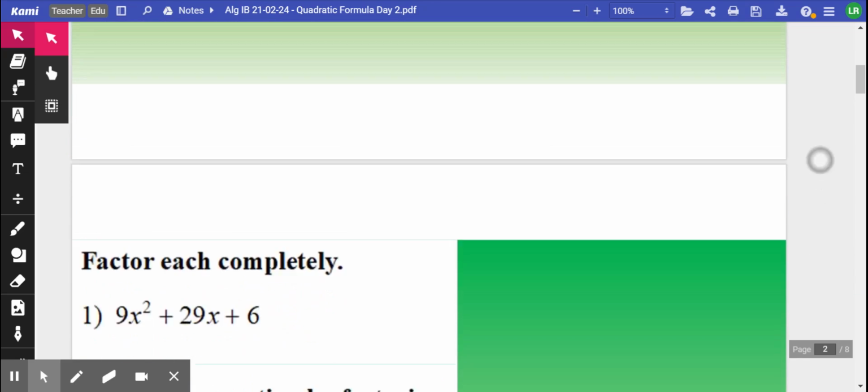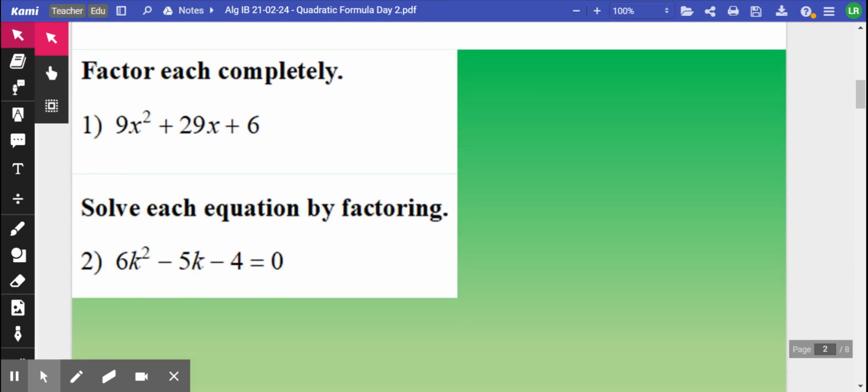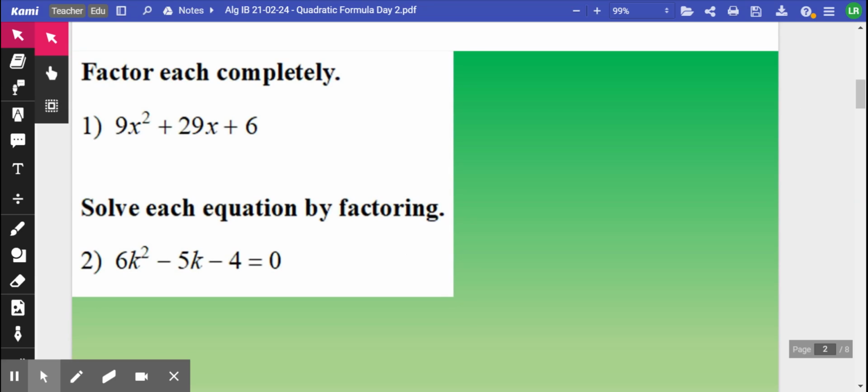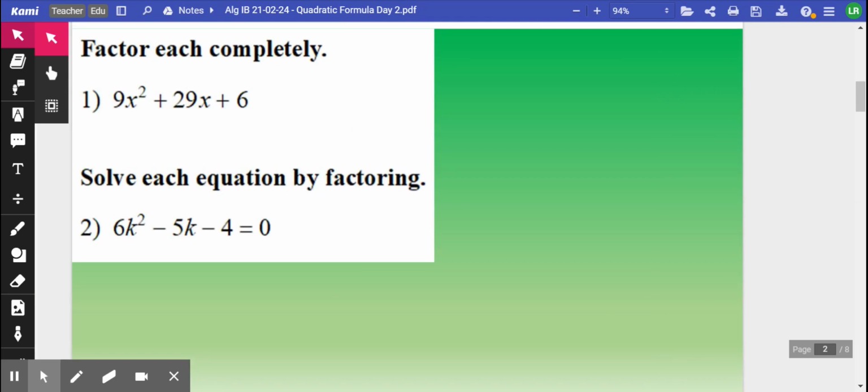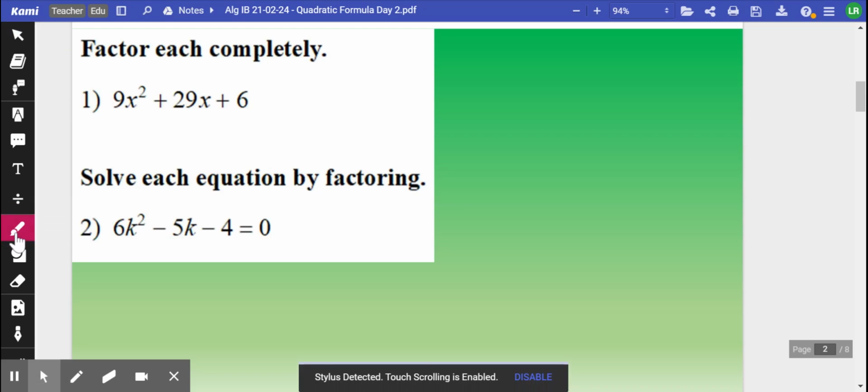All right, let's go ahead and do these two problems here. So go ahead and pause the video and complete these two. All righty. Number one and number two, again, just like yesterday, you do have to pay attention. These both mention factoring. This first one does not have an equal sign. The second one does have an equal sign. So they are done differently.